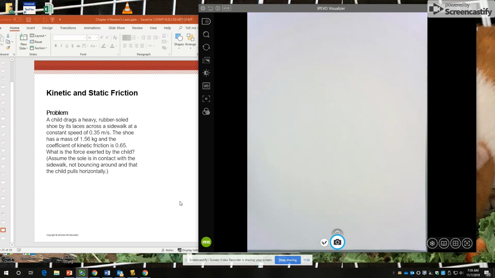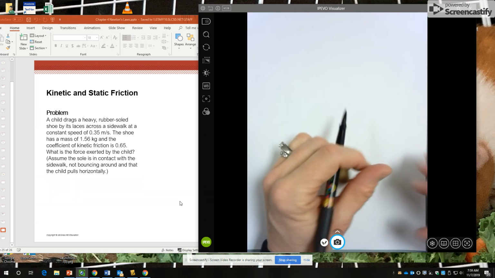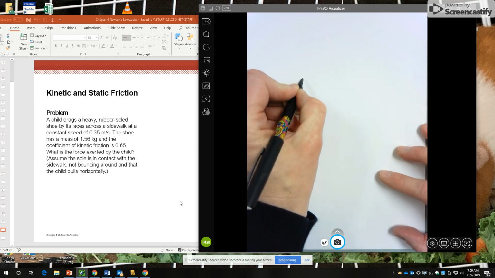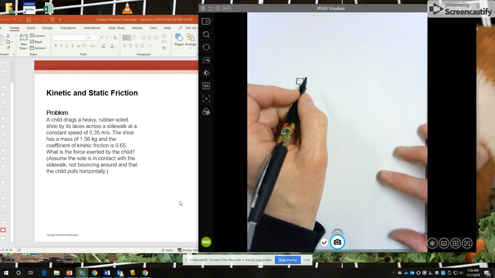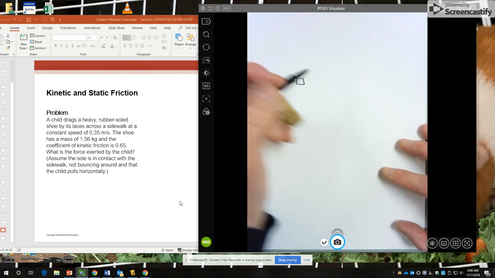Also, assume the sole of the shoe is in contact with the sidewalk, not bouncing around, and the child pulls horizontally, so like steadily sliding. So the first thing we're going to want to do is draw a free body diagram. Anytime you suspect that a problem has to do with Newton's laws, acceleration, force, mass, start with a free body diagram.